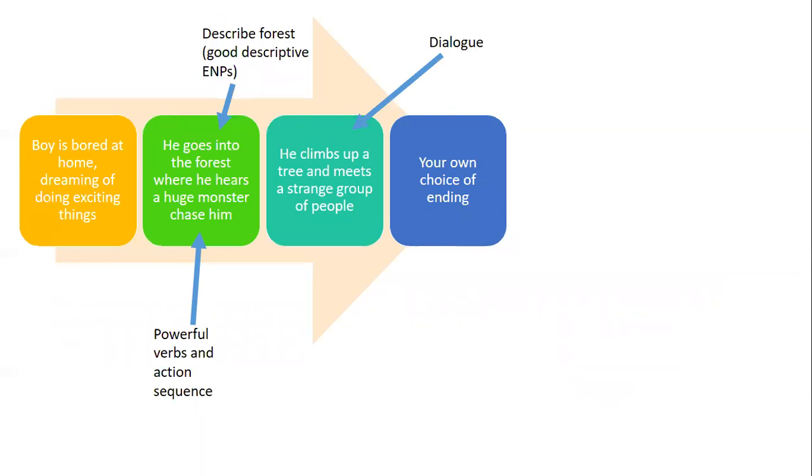So we're going to just get our good expanded noun phrases in that second paragraph where we're describing the forest. And in that second paragraph, we're also going to get in some powerful verbs and our action sequence. And then our third paragraph, we're going to have that dialogue. So your last paragraph is completely up to you. And the first paragraph, again, we're just going to be describing Billy and kind of introducing the reader to the main character. And then obviously, your fourth paragraph is your own choice.